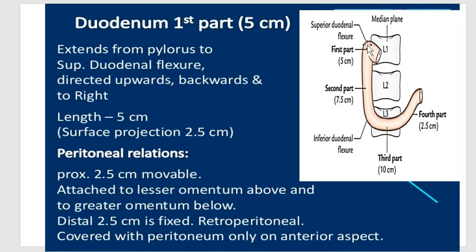the other distal 2.5 centimeter, the remaining portion of the first part of duodenum, is fixed, or retroperitoneal, or you can say it is covered by peritoneum on its anterior aspect. When the thing becomes retroperitoneal, it means the posterior portion is fixed to the posterior abdominal wall, and anteriorly it is covered by the peritoneum.